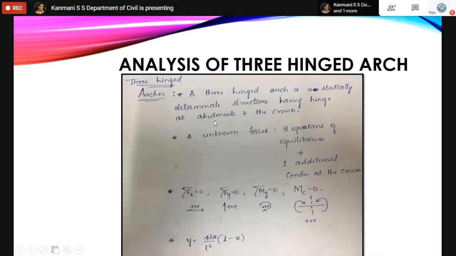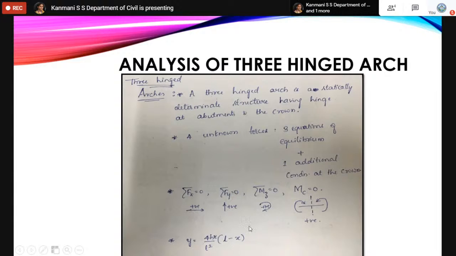Now I'm taking the analysis of a three-hinged arch. A few things we should know: a three-hinged arch, as I already told you, is a statically determinate structure having hinges at the abutments and the crown point. There are 4 unknown forces, which we will find through 3 equations of equilibrium plus 1 additional condition of moment at the crown. All 4 I have written here with the sign convention. You can observe the sign convention.